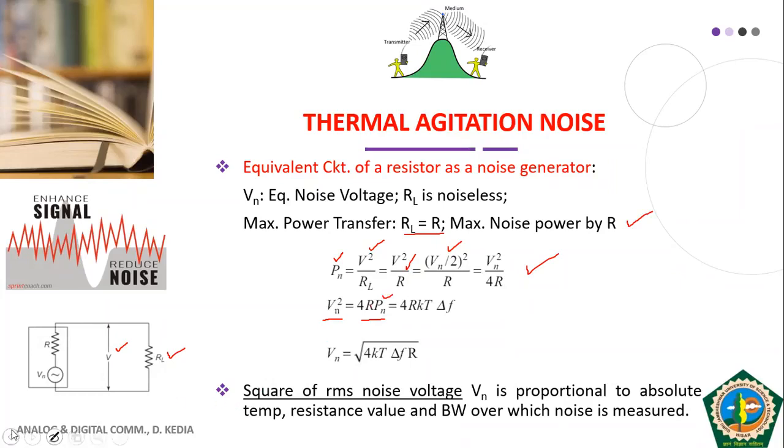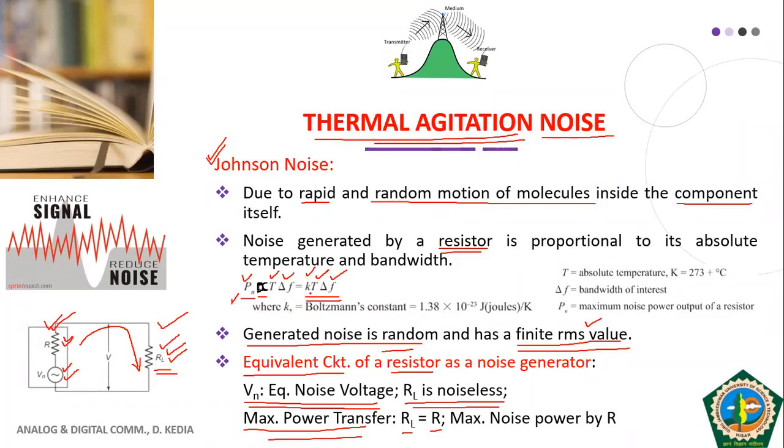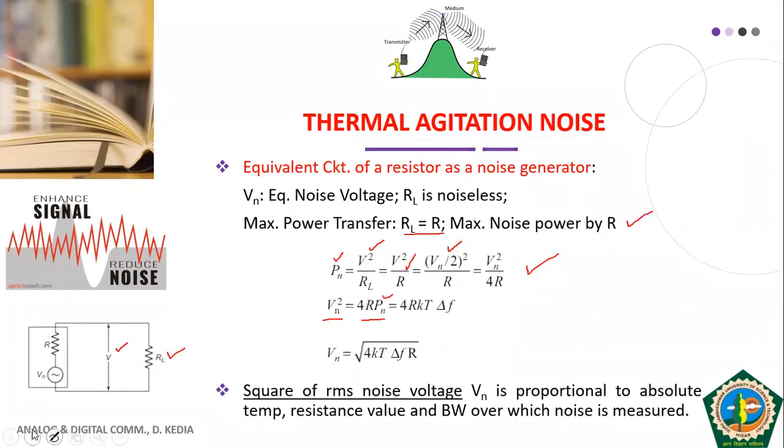We know the expression for Pn, as we saw in the previous slide, that Pn is equal to K T delta F. So we substitute that and we get Vn square equal to 4R K T delta F. If you take the square root on both sides, you get Vn equal to the square root of 4 K T delta F into R, which gives us the RMS noise voltage generated by resistor R. Here R is the resistance, delta F is the bandwidth of interest, T is the absolute temperature, K is the Boltzmann constant, and 4 is a constant under the root. So this is our RMS noise voltage due to resistance R.